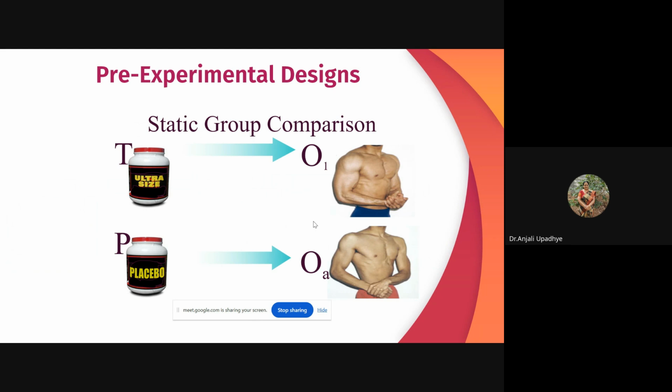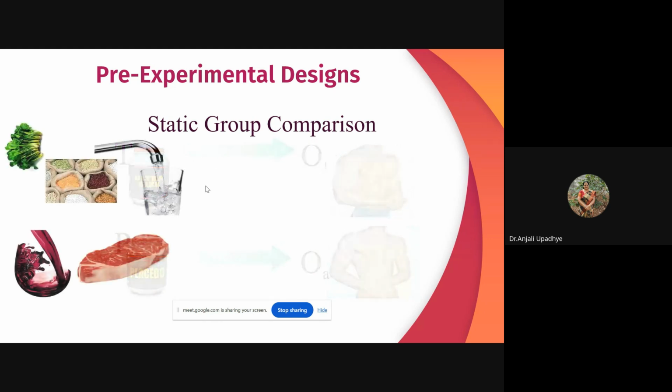Now, the static group comparison. It is a placebo comparison. Ultra size is given and O1 is there, but similar to the ultra size, another bottle comes up and we are finding out the result of this O2. देखो अल्ट्रा साइज का इफेक्ट आपको दिख रहा है ये पिक्चर में, और प्लासेबो का रिजल्ट नहीं दिख रहा है. Simple thing is there. So this is called a static group comparison.